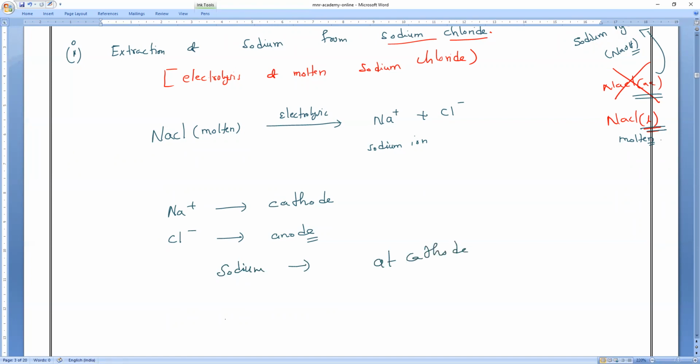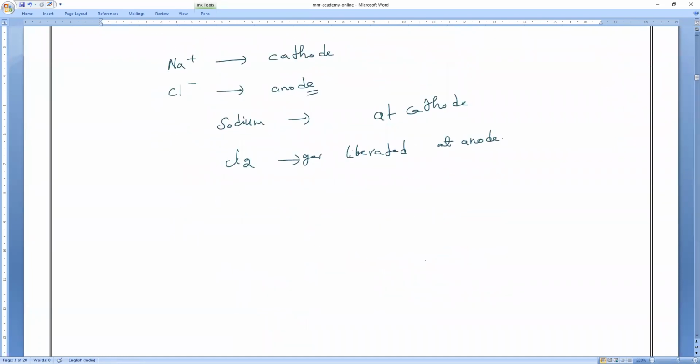Sodium will be obtained at the cathode, and next Cl2 gas. Chlorine gas will be obtained where? It is a gas, guys, that is why we use the word liberated. So it is liberated at where? At the anode.